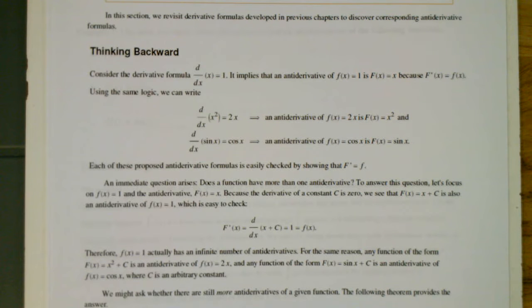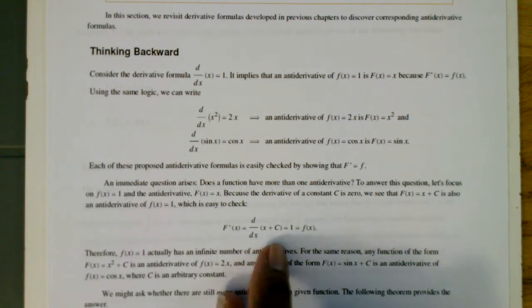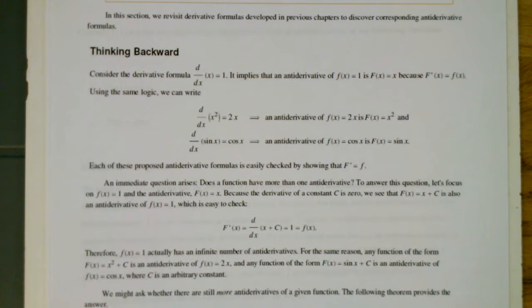Now, an immediate question is this: does the function have more than one antiderivative? To answer that question, we're going to focus on f of x equal to 1 and the antiderivative, capital F of x equals x. Because the derivative of a constant, which is capital C, is equal to 0, we can see that capital F of x equal to x plus c is also an antiderivative of f of x equal to 1. And of course, we can easily check that by taking the derivative with respect to x of x plus c, and that would give you 1, which is lowercase f of x.